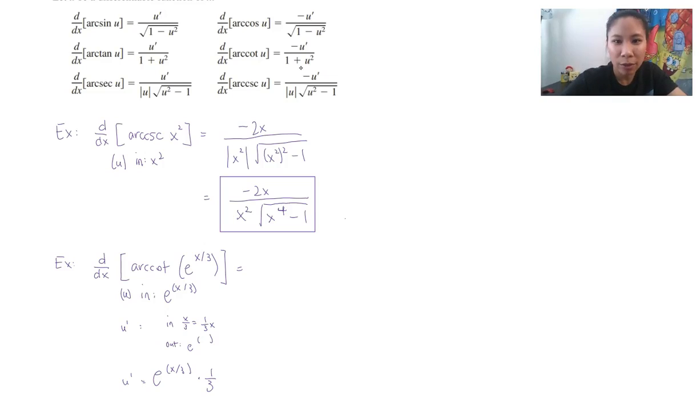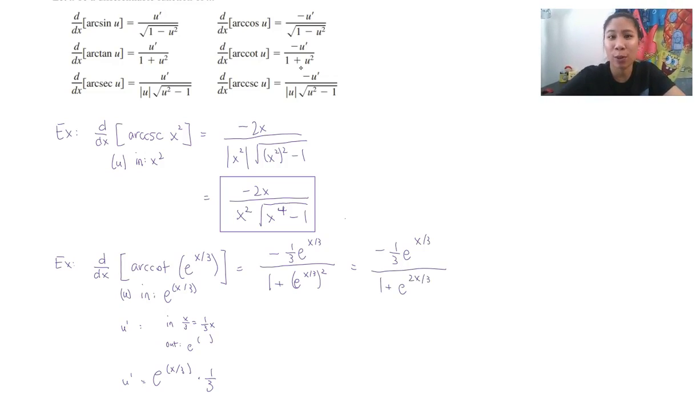So when we follow our formula for the derivative of our cotangent, it'll be negative u prime. So u prime we said was 1/3 e to the x over 3 power, divided by 1 plus, and then u for us was e to the x over 3 power, and we're squaring that. Simplifying this out, I'm going to end up with negative 1/3 e to the x over 3 power over 1 plus e to the 2x over 3 power.